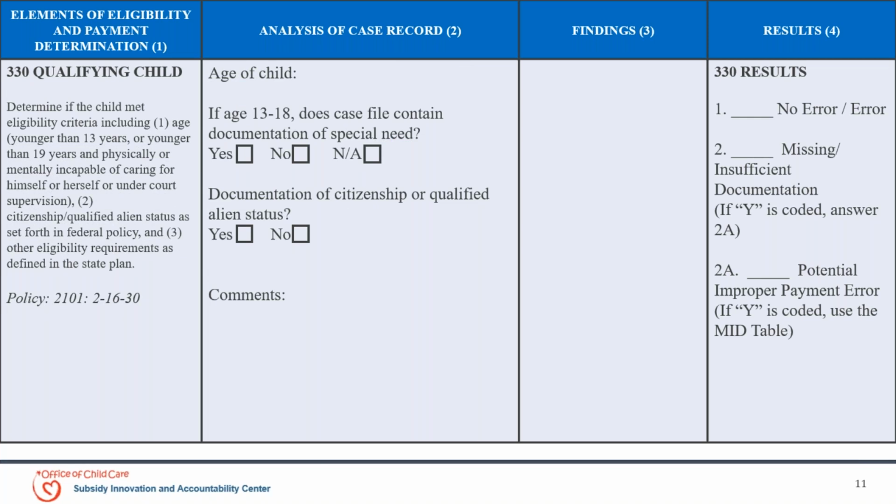In qualifying child, we look at the age of the child and the citizenship or qualified alien status. So we note the child is 3 years old. This next item about age 13 to 18, we code NA because it's not applicable here. And there was documentation of citizenship. So again, we'll use the comments just to describe what documentation was reviewed. The child's birth certificate was in the case file. And again, there's no error, so we will code column 4 as such.